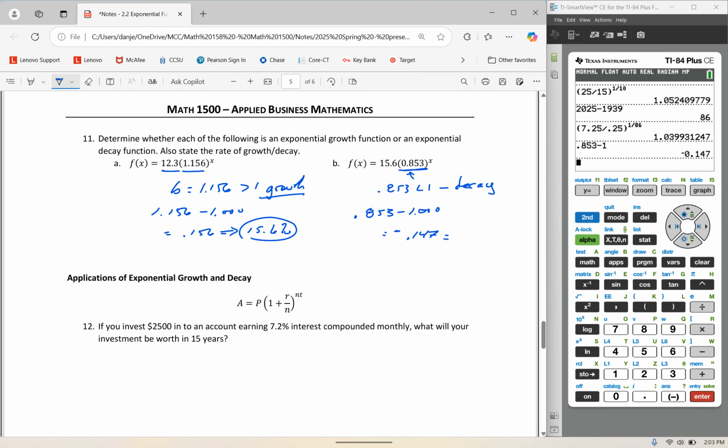0.147 is the same as 14.7%, but that's a negative. So this is decay of 14.7%. We're decaying at a rate of 14.7%. I don't need to rewrite the negative because the word negative is included in the word decay.